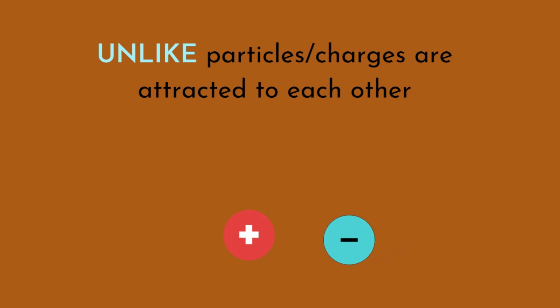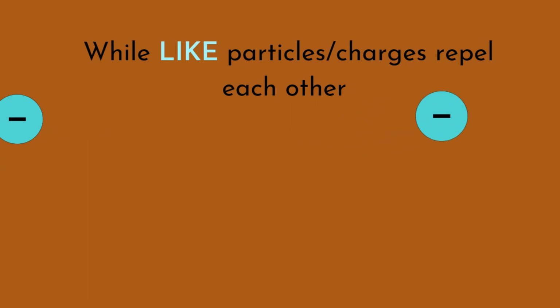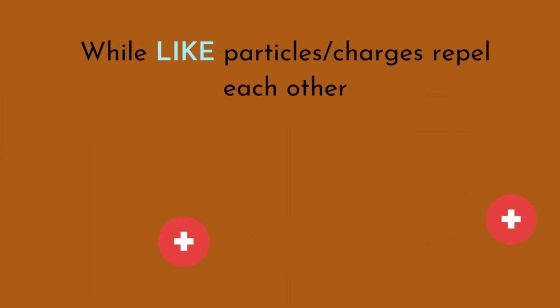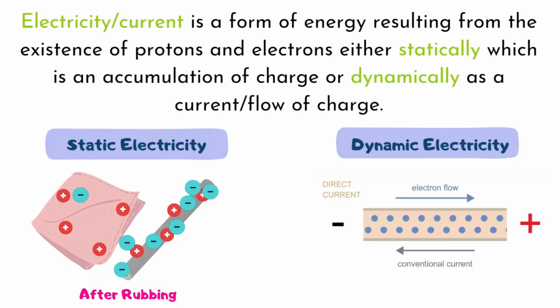Unlike particles are attracted to each other, while like particles repel each other. Electricity is a form of energy resulting from the existence of protons and electrons either statically, which is an accumulation of charge, or dynamically, as a current or flow of charge.